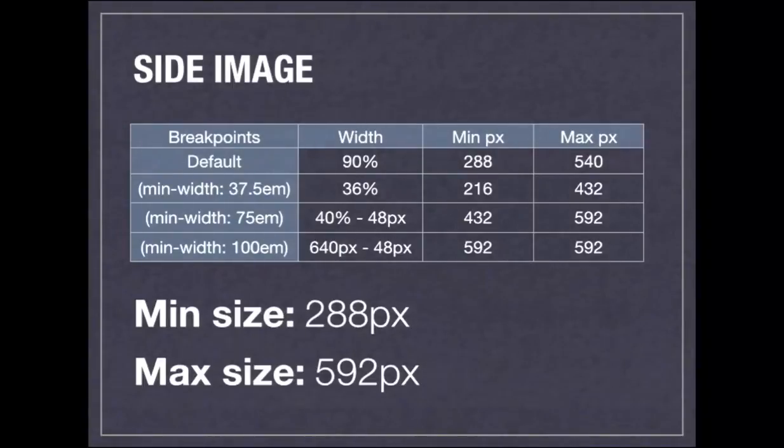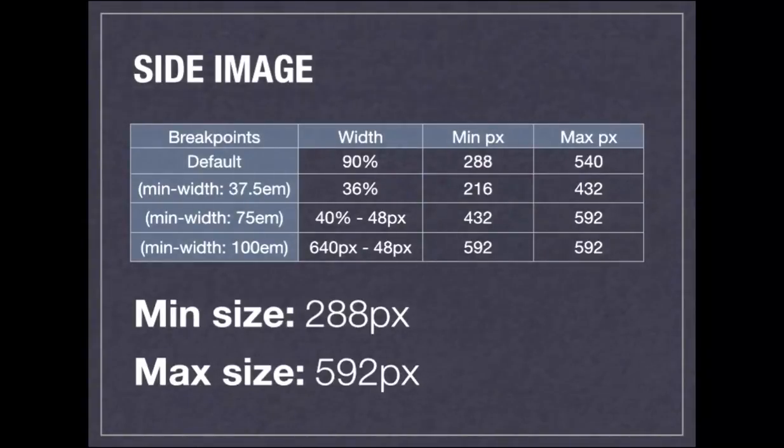And so that's where the breakpoint is for the next point that the width is going to change. So that's that 37.5 ems. And when we multiply 37.5 times 16 times 90%, what we get is 540 pixels. That's the maximum of the last one.